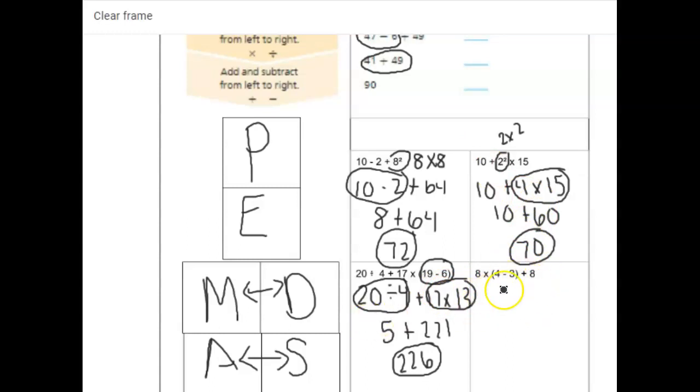Our next one, are there parentheses? Yes, so we're going to circle that. 4 minus 3 is 1. And we add what we have left on our problem. Is there multiplication or division? Yes. We're going to circle it. 8 times 1 is 8. And then 8 plus 8 is 16. Okay, let's go to the next page.